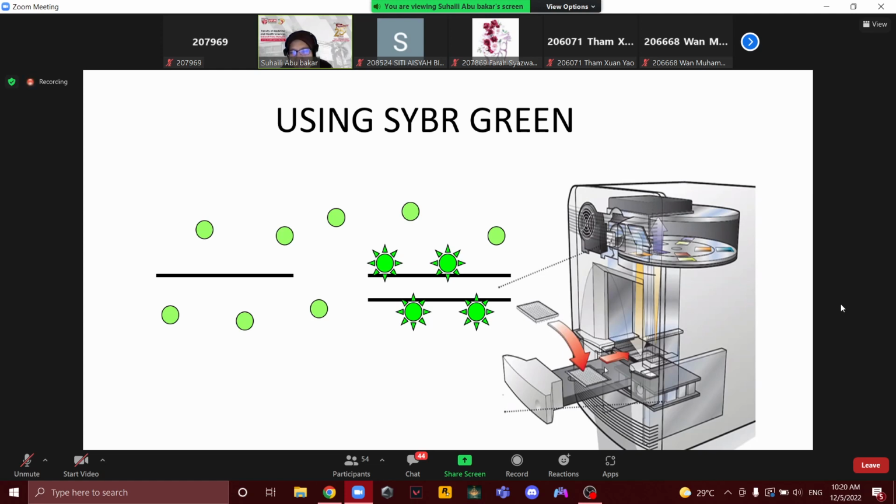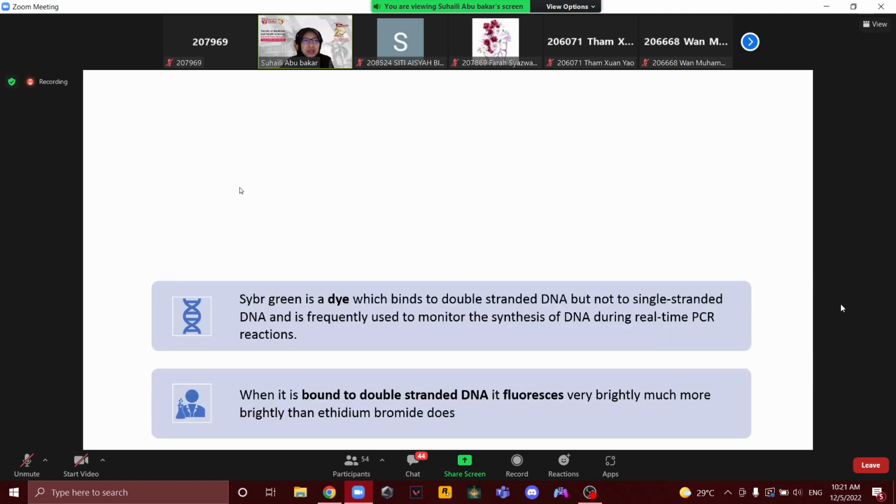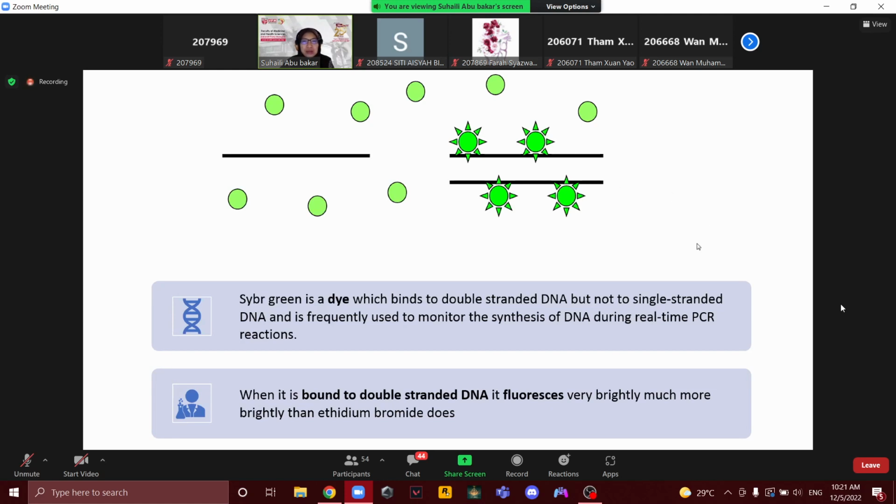There is a casing for the plate here, then you press it to insert, and then it will be amplified first, and then it will read, emitting the excitation of the light. So SYBR Green is a dye which binds to double-stranded DNA but not to single-stranded DNA, and is frequently used to monitor the synthesis of DNA during the real-time PCR reaction. When it is bound to double-stranded DNA, it will fluoresce very brightly.